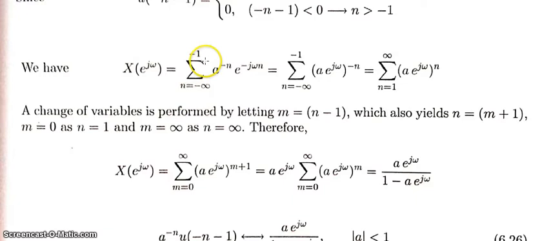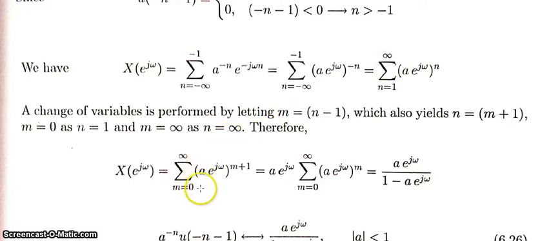Okay, so X of e raised to j omega, now it is summation from n equal to minus infinity to minus 1, a raised to minus n e raised to minus j omega n, and these terms are grouped, that is a e raised to j omega whole raised to minus n. Now the summation limits are changed from n equal to 1 to infinity, and this minus n is replaced with n. Again we are performing a change in variable, that is defining a new variable m which is equal to n minus 1. Therefore n is m plus 1, and when n is 1 m is 0, when n is infinity m is also infinity.